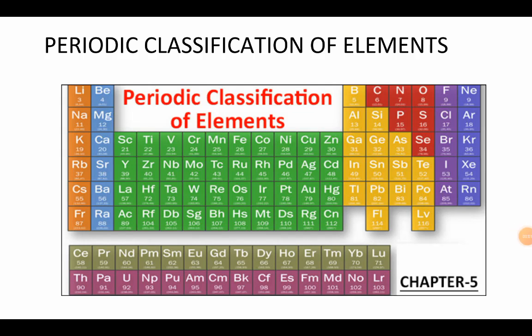Hello everyone. So today we will start with chapter 5 of class 10, that is periodic classification of elements. This chapter is very important, and in chemistry we will start with this chapter first, because if we know the position of various elements in the periodic table, it becomes very easy to understand the various physical as well as chemical properties of the elements. So let us start with chapter 5.